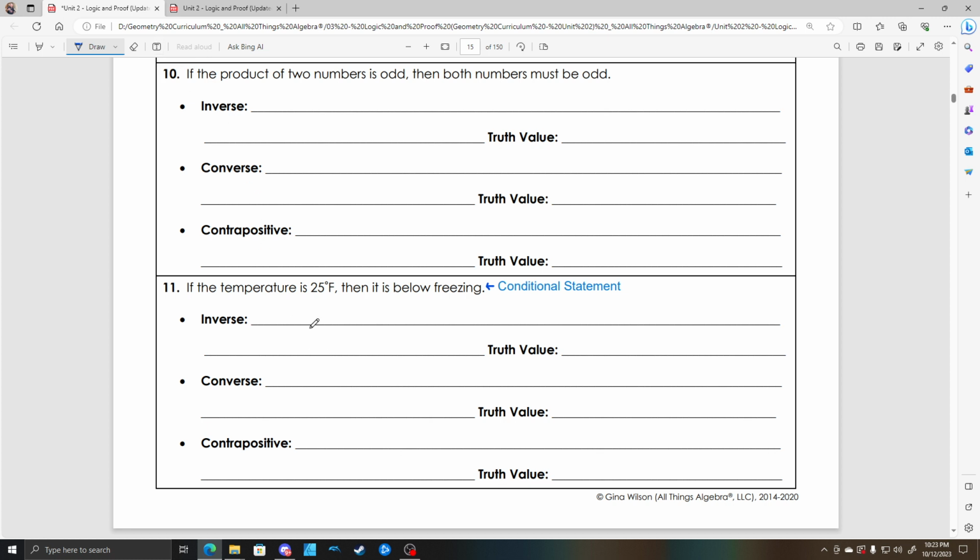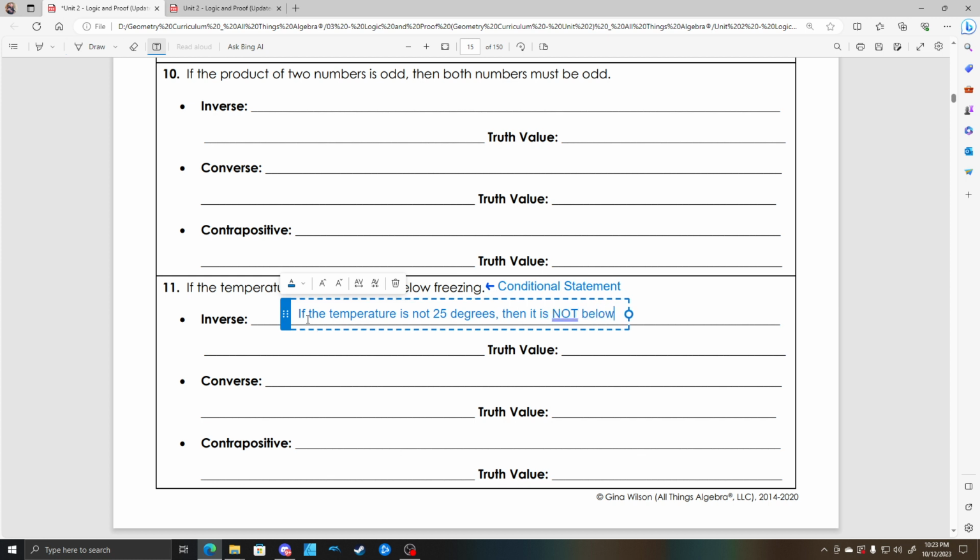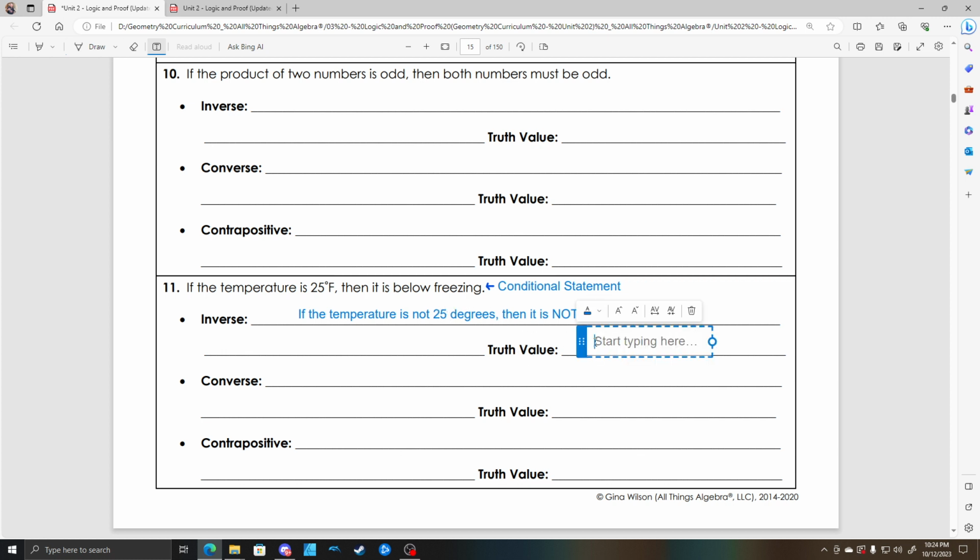So remember, the inverse is just taking the opposite, or the negation, of both parts. So if the temperature is 25 degrees Fahrenheit, then it is below freezing. Let's do the opposite. If the temperature is not 25 degrees, then it is not below freezing. Now, is this true? Well, what about 26 degrees? Is that below freezing? I think if we know anything about science, it is, assuming we're talking about water. So this is of course false. Oh, I forgot to put false. But yes, 26 degrees would be a truth value that would prove that wrong.